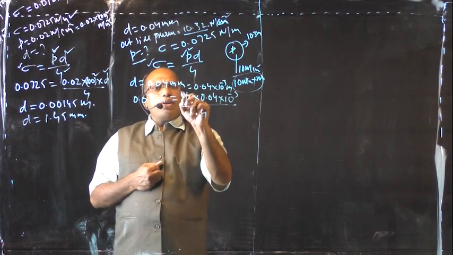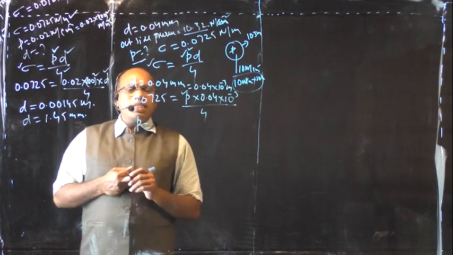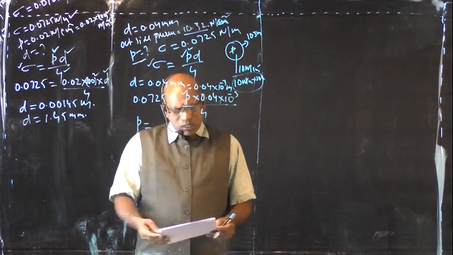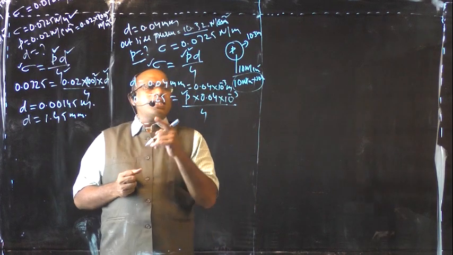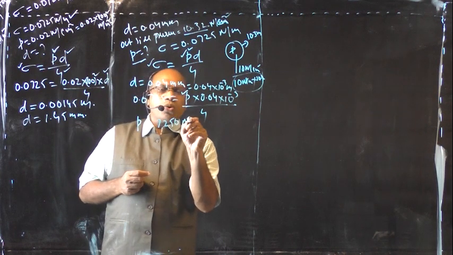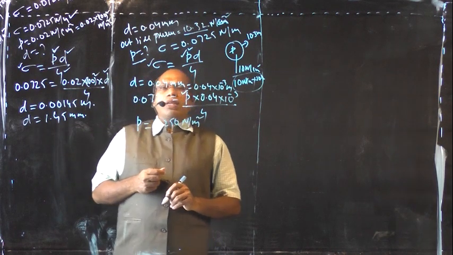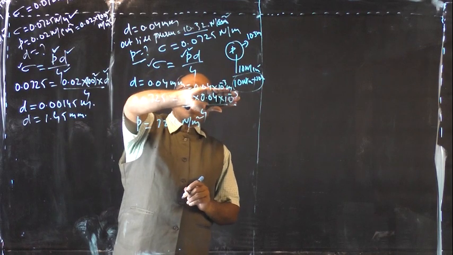So here the only unknown is P. Therefore pressure intensity P equal to 0.725 Newton per cm square. Pressure intensity P equal to 7250 Newton per meter square. From this equation, this is in SI system. This is also in SI system.